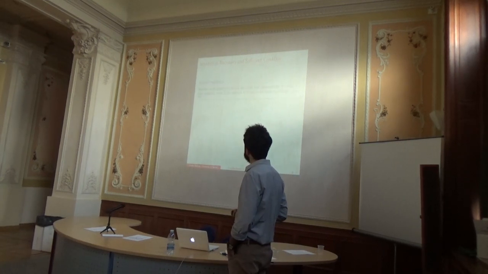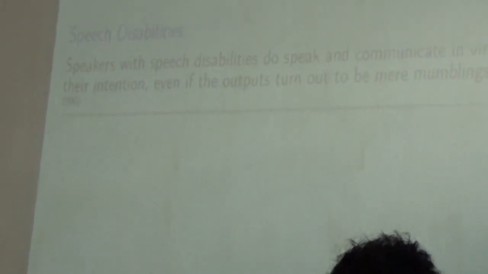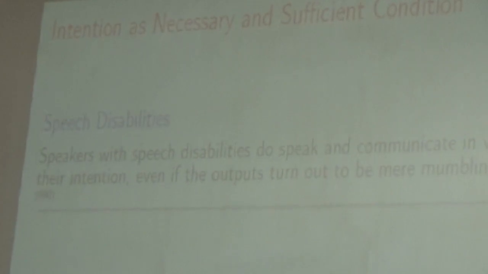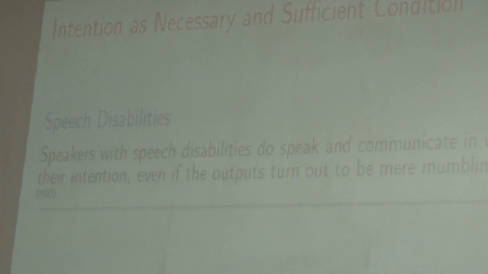Because Kaplan says that speakers with speech disabilities do speak and communicate in virtue of their intention, even if the outputs turn out to be mere mumblings. Well, I have to say something. In this case, the mere mumbling must be systematic somehow. Because if, by accident, maybe I am injured, and I intend to pronounce my name, but I end up with mumbling, in this case Kaplan would say that is not a stage, because that is not a performance at all. I would be able to recognize the correct stage, and I would say, no, that's not my name. However, if speech disabilities are systematic, you cannot say that a person with a speech disability is not able to produce stages of words, or that people with bad handwriting are not writing words at all.